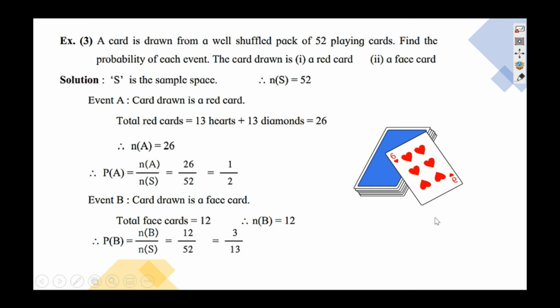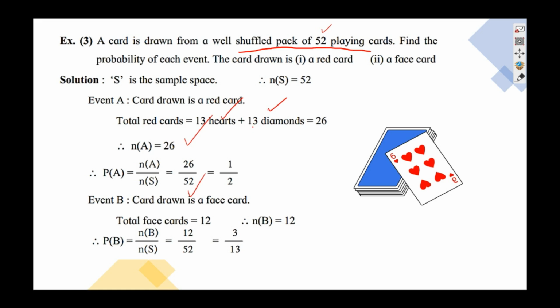Let us think about another situation where there is a pack of shuffled playing cards. In that case the question is: the card drawn is a red card, or, second situation, a face card. So we are asked to find the chance of getting a red card out of the pack of 52 cards. 52 is the total here, and half of them are red. So 26 of the cards are red, especially the cards of diamonds and hearts.